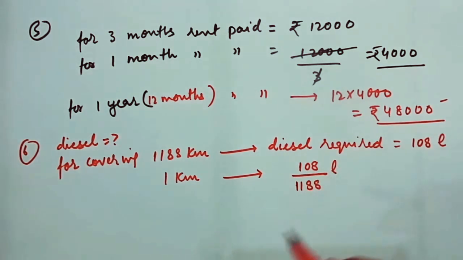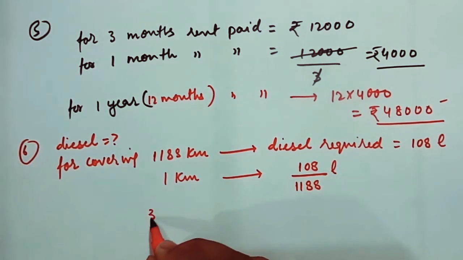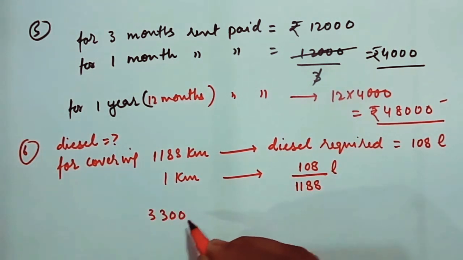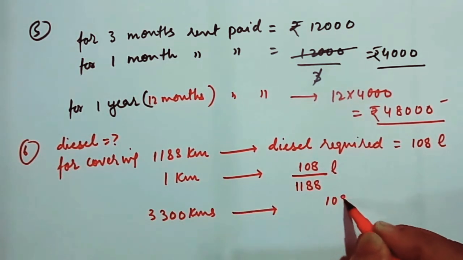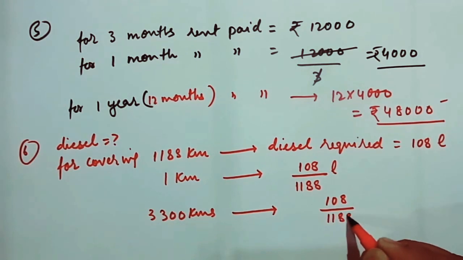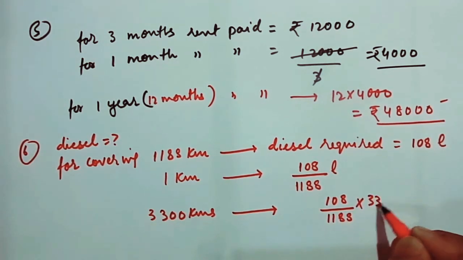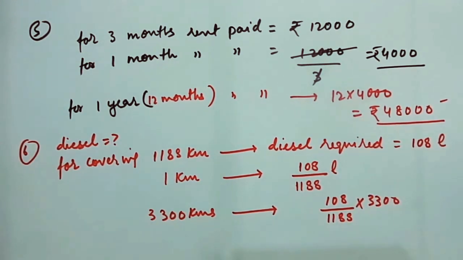So for 3300 kilometers, diesel required will be 108 by 1188 times 3300. Now it totally depends upon cancellation and nothing else. Okay, and they are not your enemies.